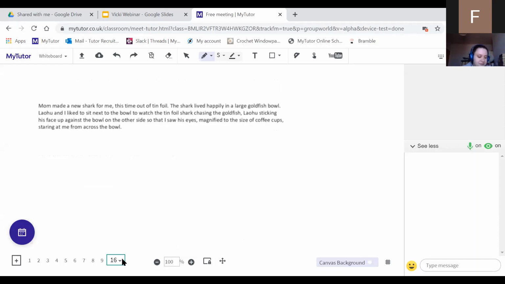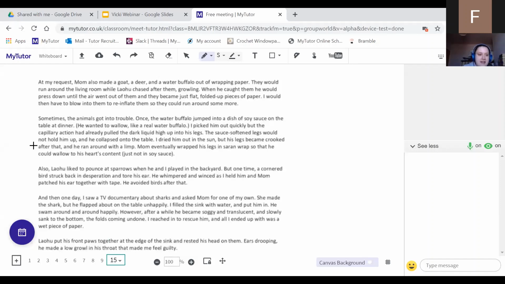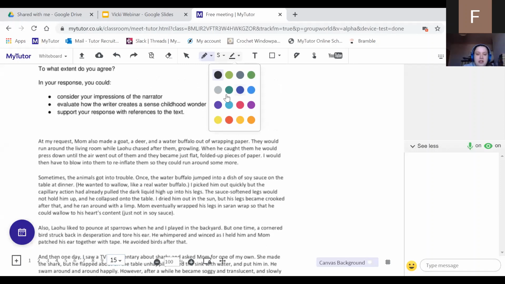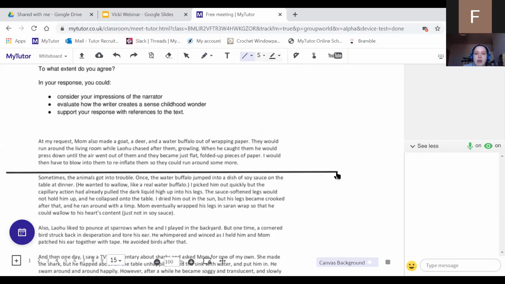Right, so we are focusing on paragraph 2 to the end. So always good to draw a line just so you don't end up talking about things that you won't get credit for. Right, so what do we think? What are our impressions then of the narrator? What's the sense of childhood wonder that is going on? How do we feel?